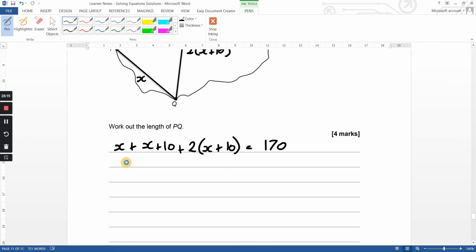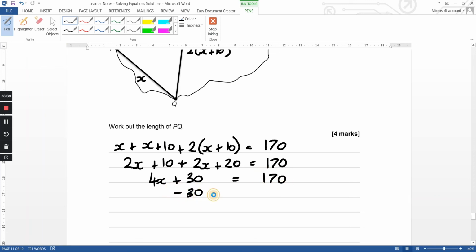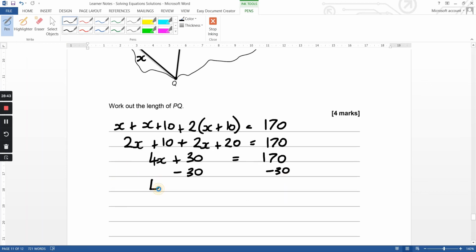Okay, let's simplify this. So I've got 1x, 2x here. Let me expand these brackets here. So I've got 2x plus 20. Simplify even more. 2x plus 2x gives me 4x. 10 plus 20 is 30. And now let's take away 30 from both sides. And let's divide by 4.